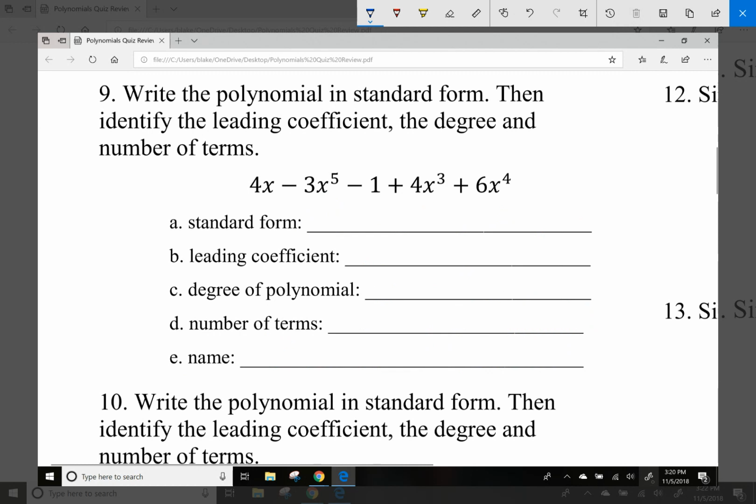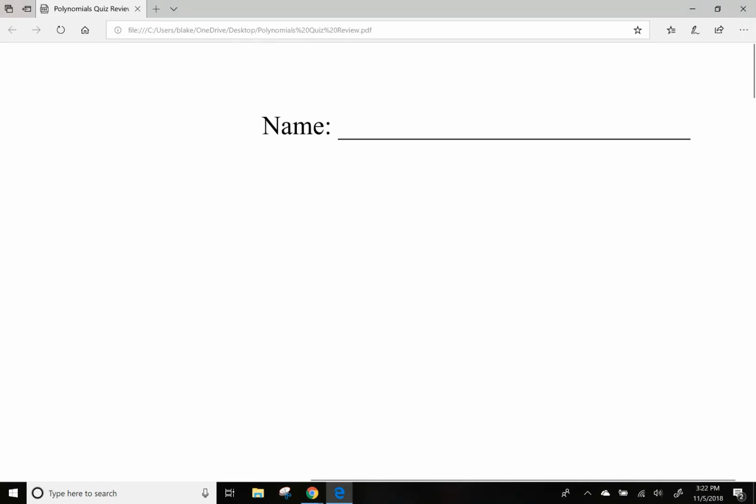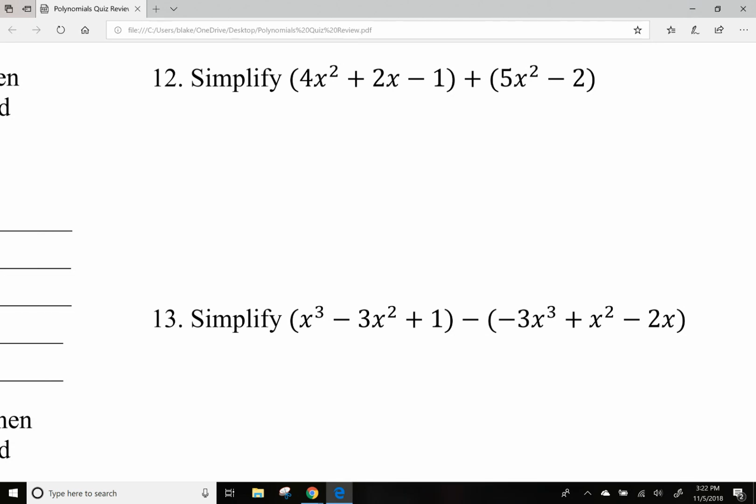All right, anyway, moving on. Moving to adding and subtracting. I'll do 1 adding and 1 subtracting problem.